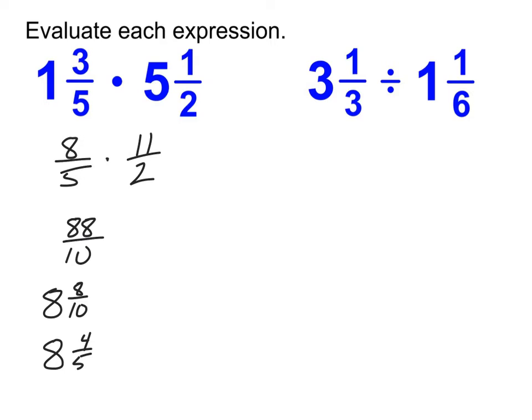All right, now for the division problem. Step 1, exactly the same. Step 1 is to turn each of those into an improper fraction. When we do that, we do the 3 times 3, which is 9, plus the 1 on the top. That gives me 10/3 for the first, divided by then 1 times 6 on the second one, which is 6, plus the 1 on the top gives me 7. So that is 7/6. Now this is division.